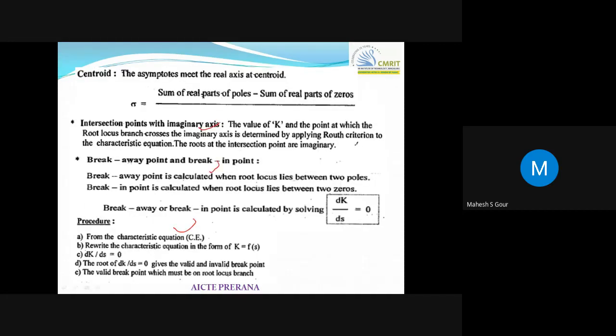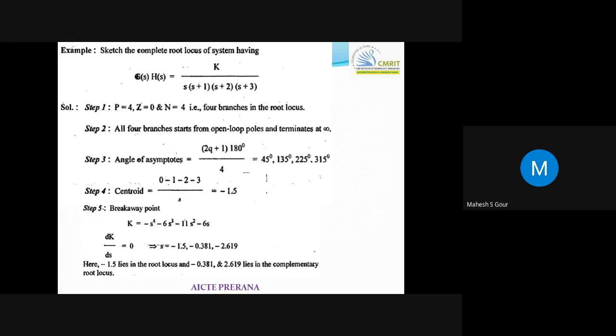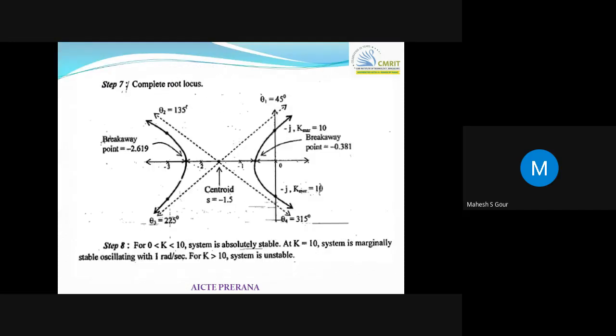What is the breakaway point? dK by ds equal to 0, you need to solve. Centroid is the sum of the real parts of the poles minus the sum of the real parts of the zeros. Okay, so this is your problem. So this is the root locus.